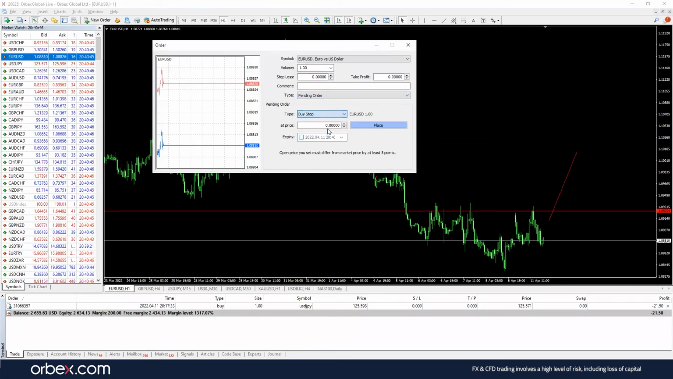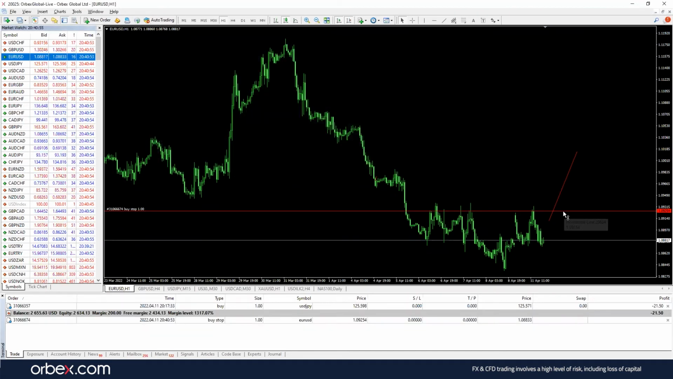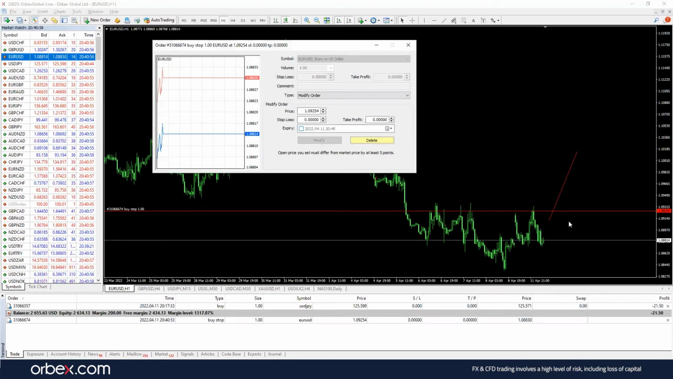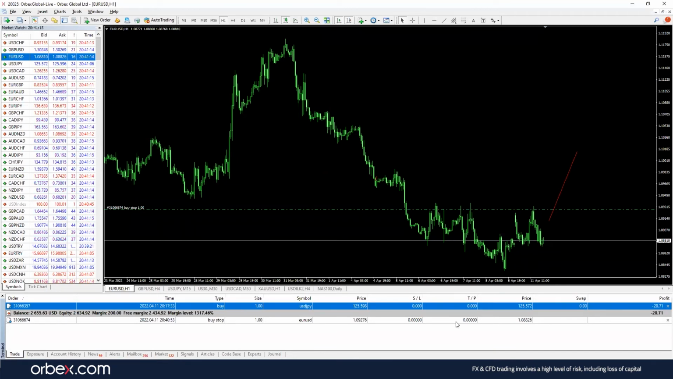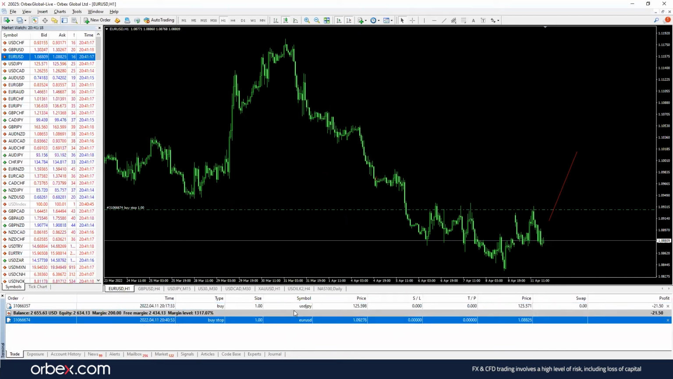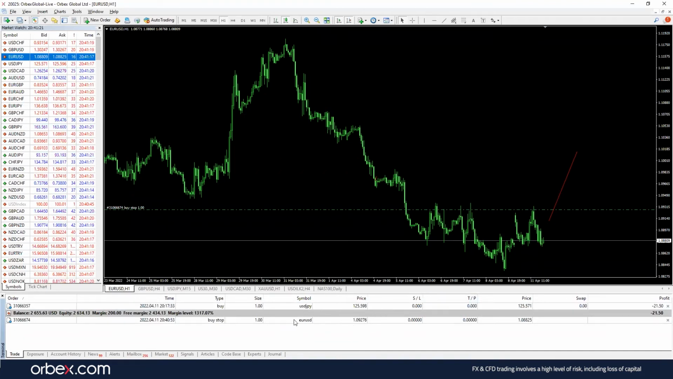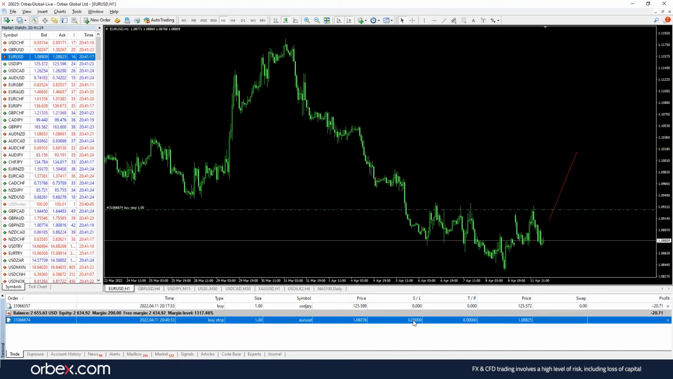So euro dollar, pending order. We go to buy stop, and what was the price? It was 1.09254, and then we place it. I want to move this red line out of the way. And there you go, that's my projected pending order. The pending orders come below the active orders. These are my active orders, I've only got one open at the moment, and these are the pending orders. If the pending order is close to being hit, the price will turn green, so you'd have a green notification that the price is close to being hit.